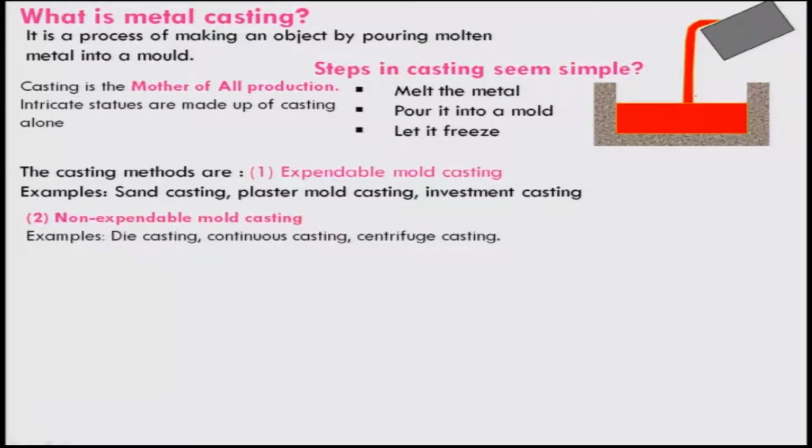In non-expendable mold casting, the mold will be used continuously. Some examples are die casting, continuous casting, and centrifuge casting. And this casting is not related to only metal. It can be used for making glass, and we even use casting for concrete buildings, concrete slabs and other things. Keep in mind that some of these techniques we will also be discussing during the glass making process.